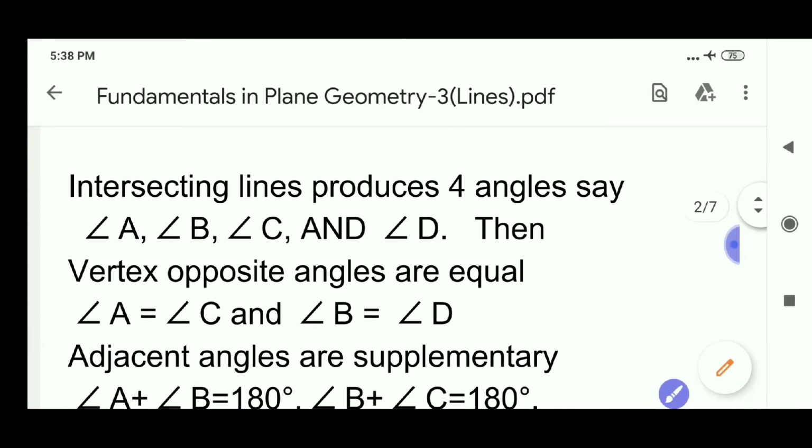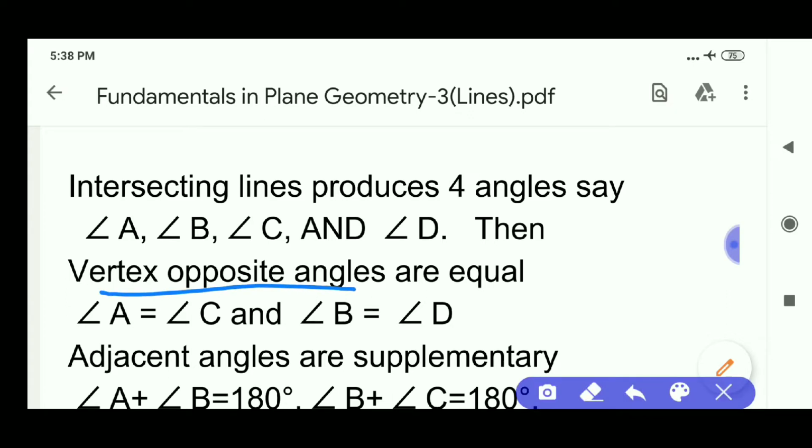Once again, intersecting lines produce four angles. Vertically opposite angles are equal and adjacent angles are supplementary.